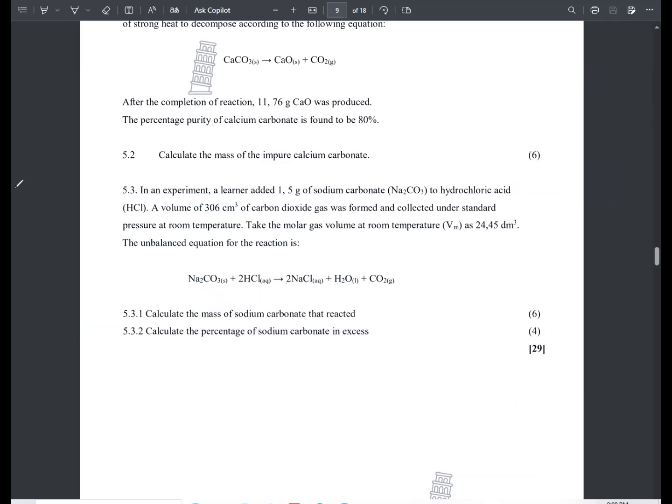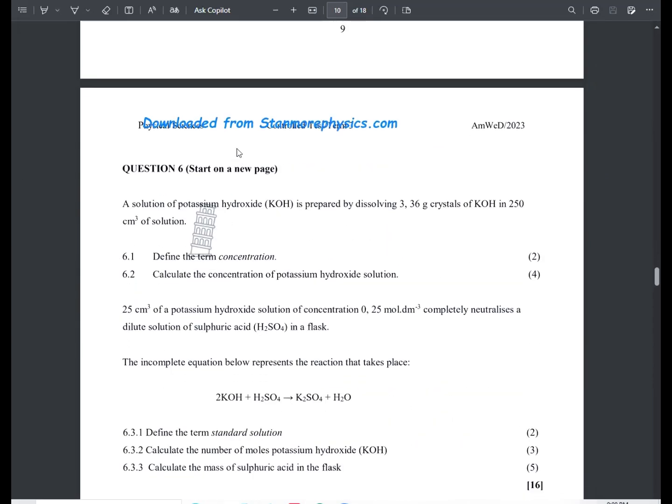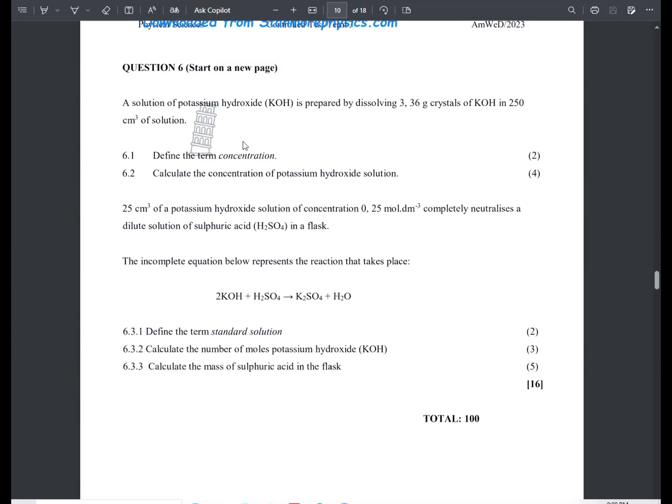Let's proceed now. Okay, so we have the last question, definitely on acids and bases. Question 6 says a solution of potassium hydroxide, which is a strong base, is prepared by dissolving 3.36 gram crystals of that potassium hydroxide in 250 centimeter cube of solution. So again, what are we seeing here? 250 centimeter cube, not in the desired SI unit. And then they say define concentration.